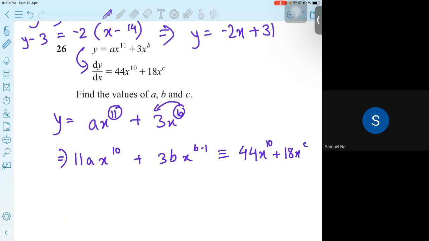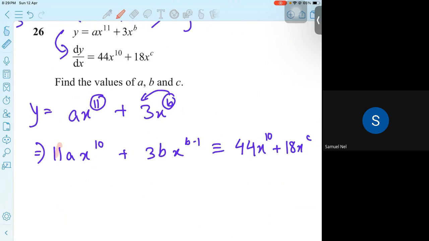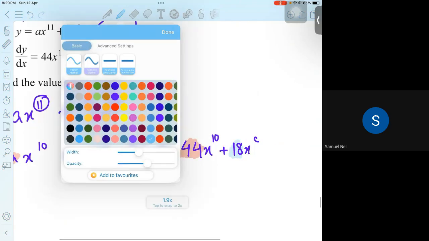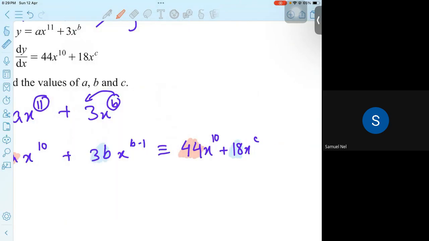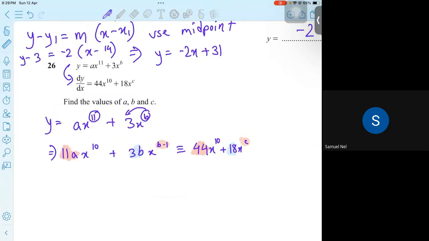Okay, so I can compare these now. This is equal to this, and let's use another color. This is equal to this, and I think, let's say, this is equal to this. Any questions? So 11a is equal to 44, a is equal to 4. Then I have 3b is equal to 18. So b is equal to 6.